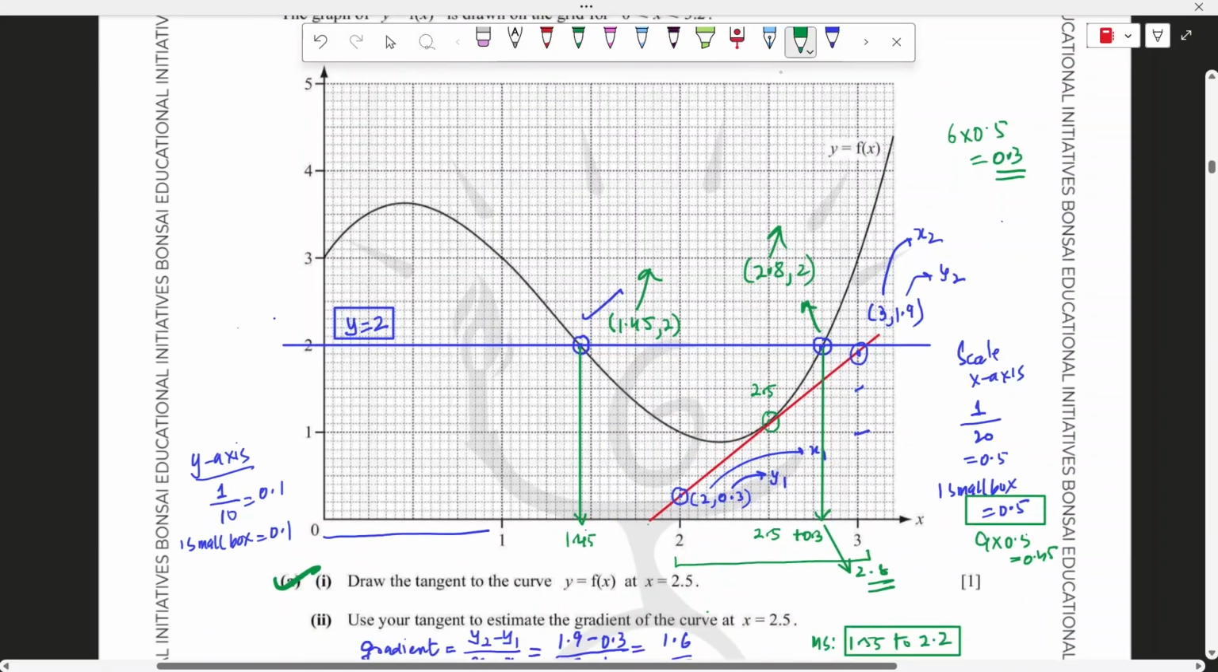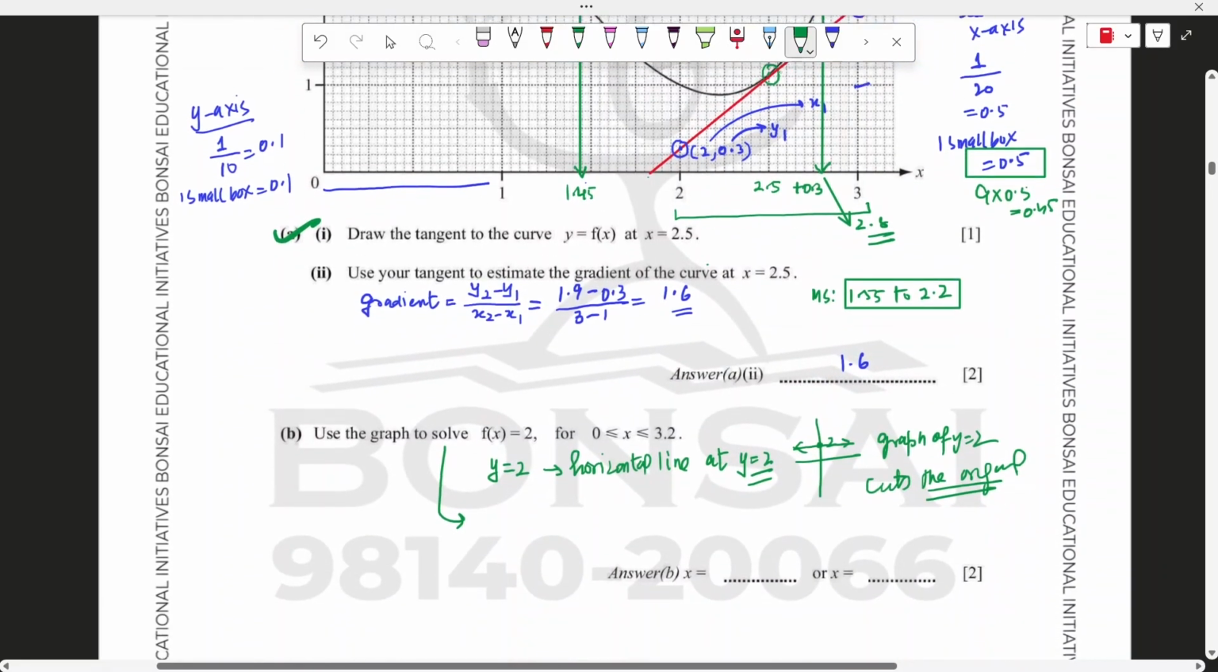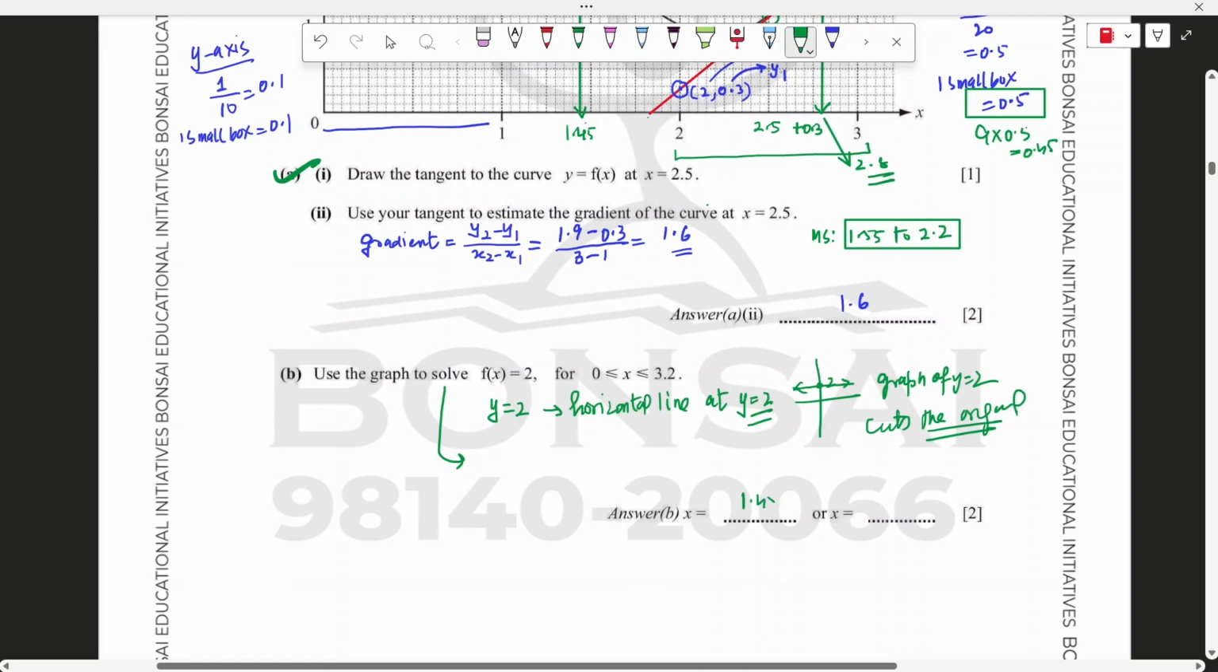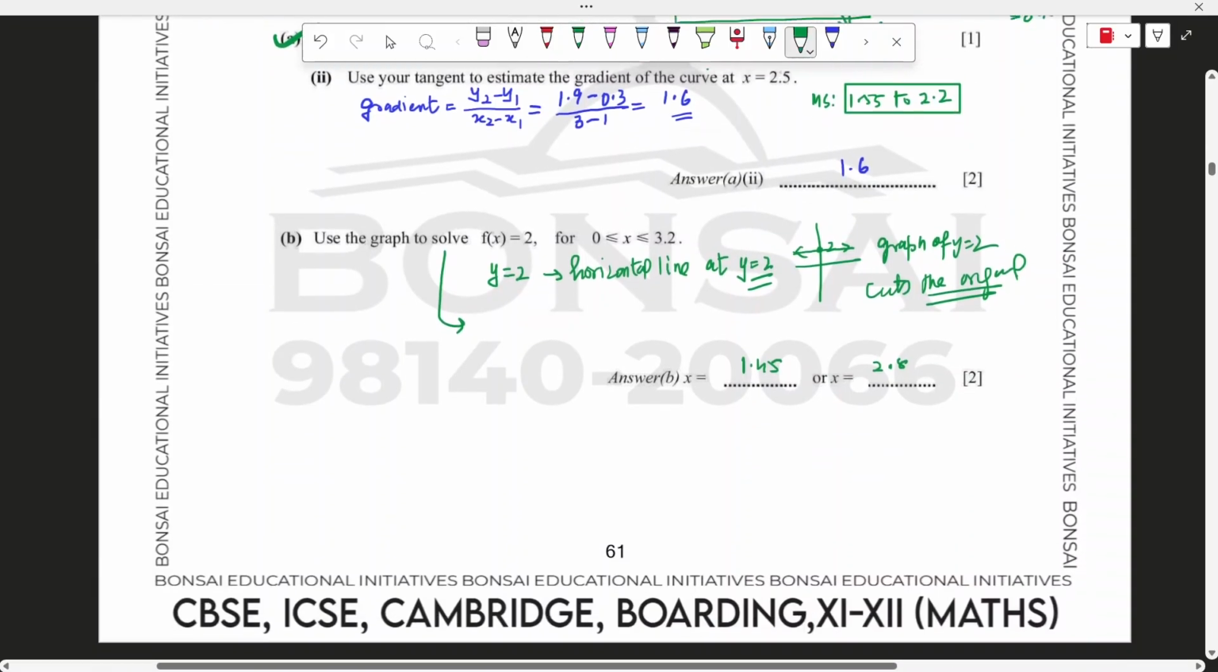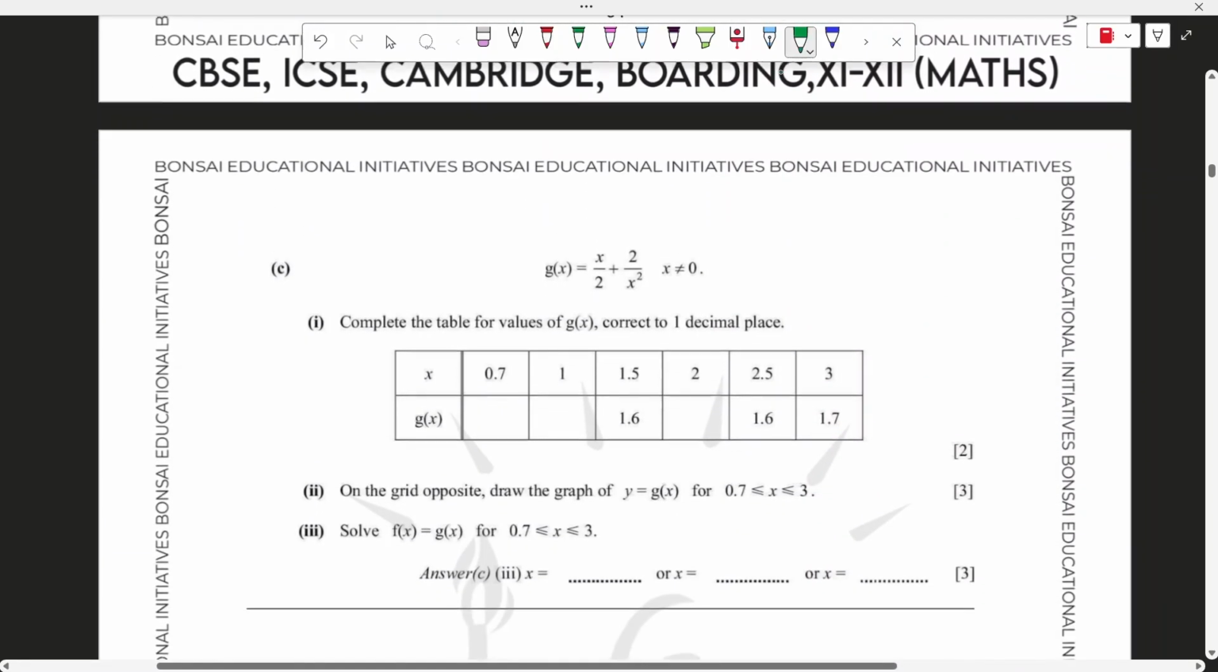Okay, so we'll write here 1.45 and 2.8. That is the only thing which we need to draw. So the B part is already solved. Let us move further.